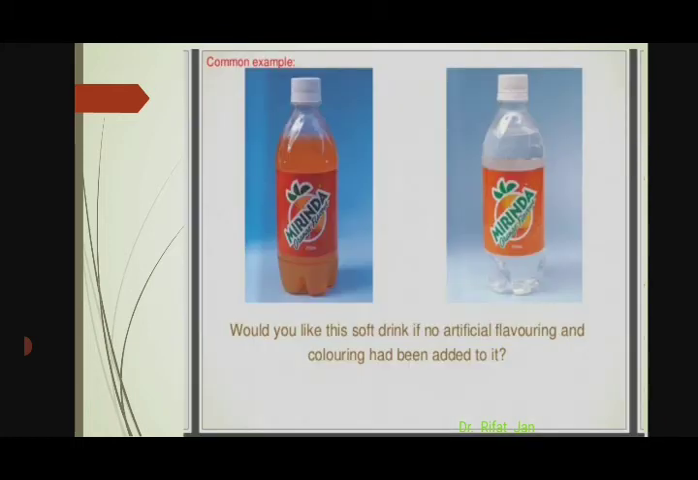Now, the common example is this. Would you like this soft drink? If no artificial flavoring and coloring has been added to it, it will be as bland as water. It will seem as if somebody is drinking a glass of water. So to make it palatable to the eyes, or make it a feast for the eyes, this orange color is added to Mirinda to make it palatable and attractive. But this color which is added is safe and it's not harmful.